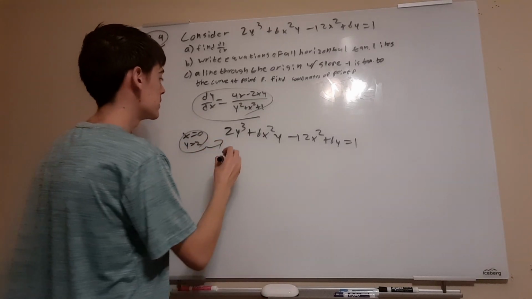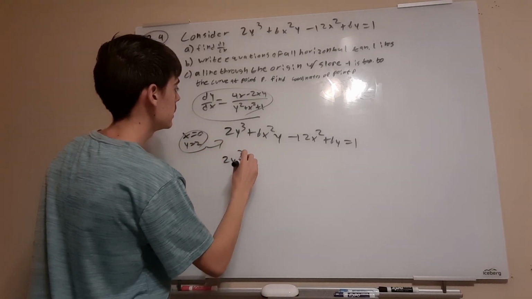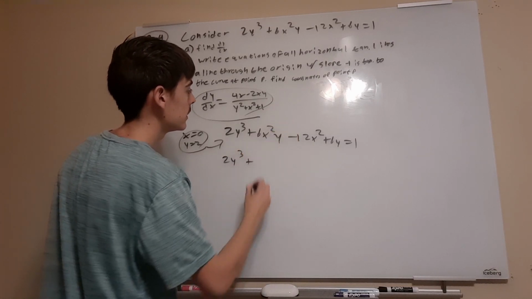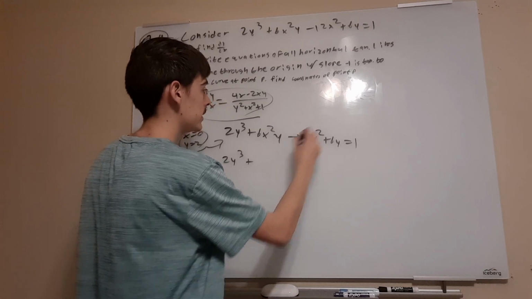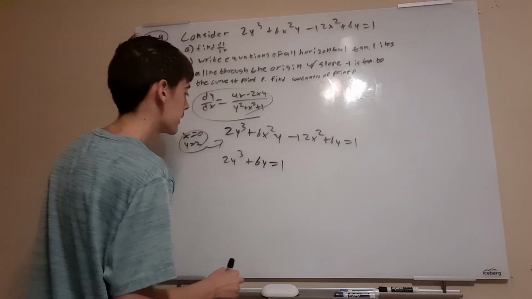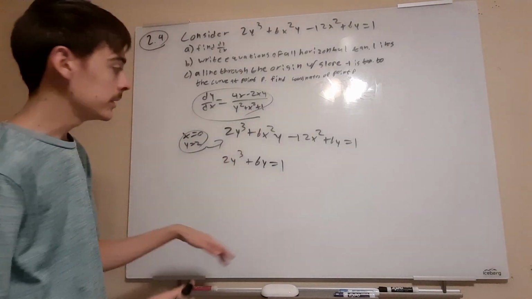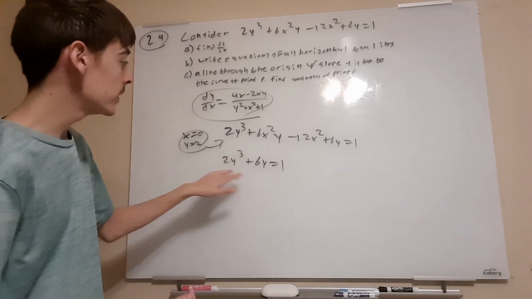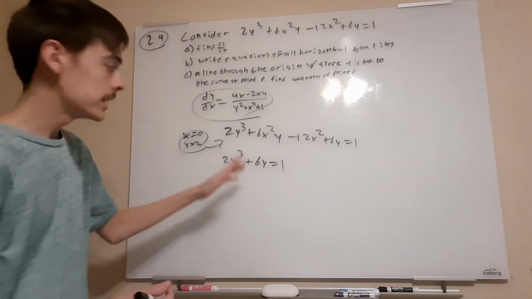So starting with x equals 0, that will be 2y cubed plus 6 times 0 squared, so this part's just going to be 0. Plugging in 0 here, that's just 0. So 2y cubed plus 6y equals 1. And this is actually something we can solve, but this is a calculator active question. So we just plug this into our calculator and solve for this.